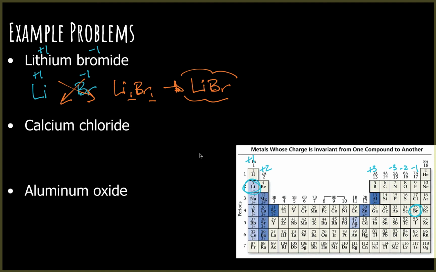Okay, next one. Calcium chloride. So calcium is right here, chlorine's over here. So calcium's a +2, chlorine's a -1. So Ca is a +2, Cl is a -1. Crisscross charges. So this becomes CaCl2.